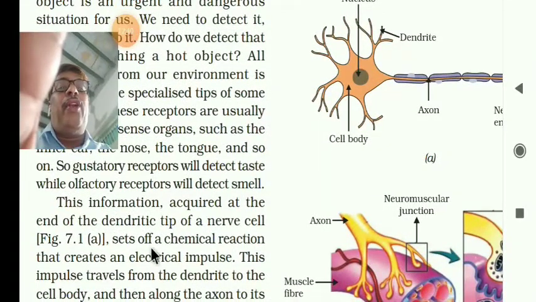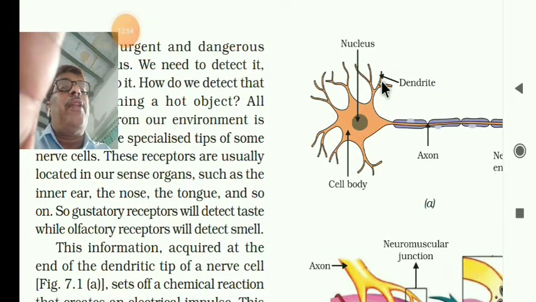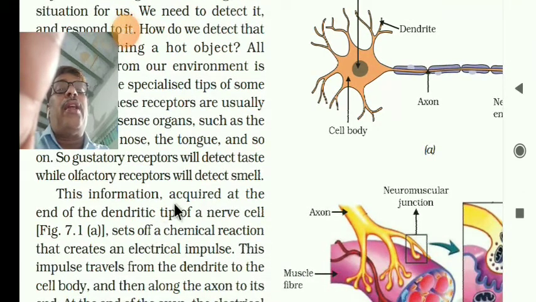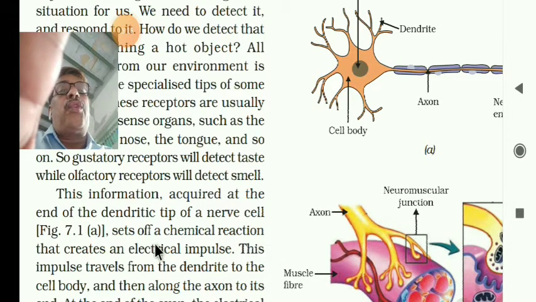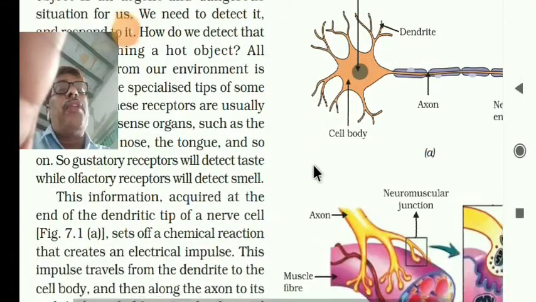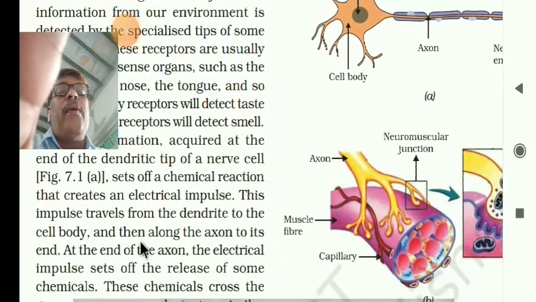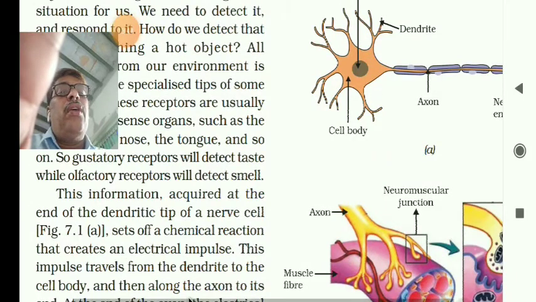The information is acquired at the end of the dendritic tip of a nerve cell. At the end of the dendritic tip means here. So the dendrite tip of a nerve cell detects this and sets up a chemical reaction that creates an electrical impulse. An impulse is a push or sudden force, and this impulse travels from the dendrite to the cell body, then along the axon.